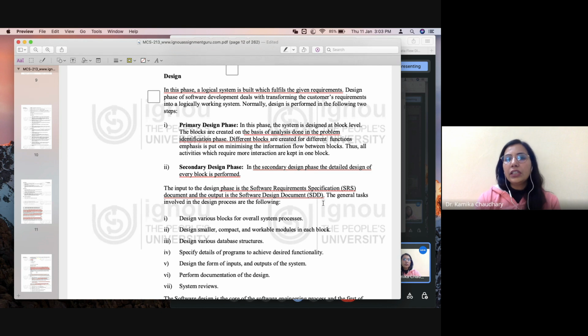So I've told you three important things about this design phase. One is, it is the logical designing, also called the blueprint of the system, and consists of two steps. First is your primary design phase, second is your secondary design phase. The primary design phase deals with the identification of the blocks. The secondary design phase deals with the detailed design of every block. And the input to the design phase is your SRS, which was the output of your requirement analysis phase. And the output of your design phase is the software design document, which is also called the SDD.